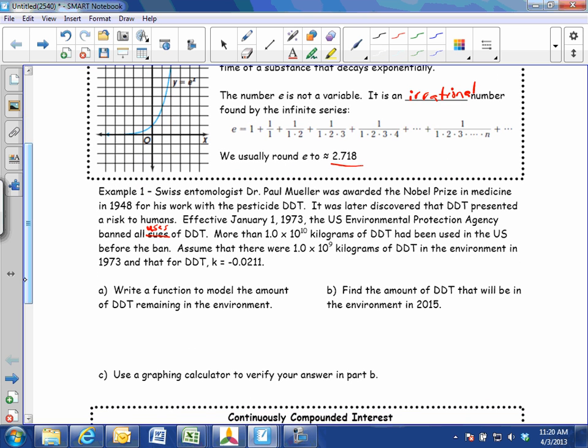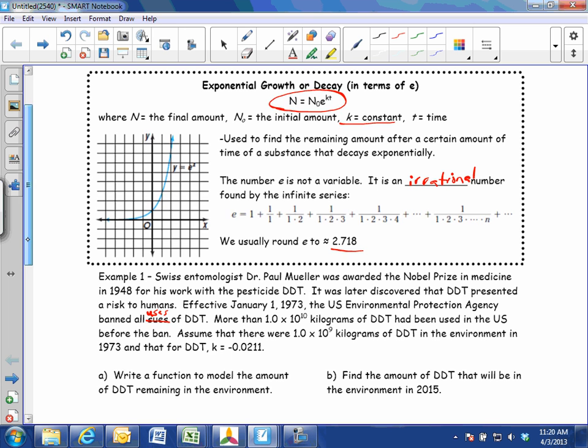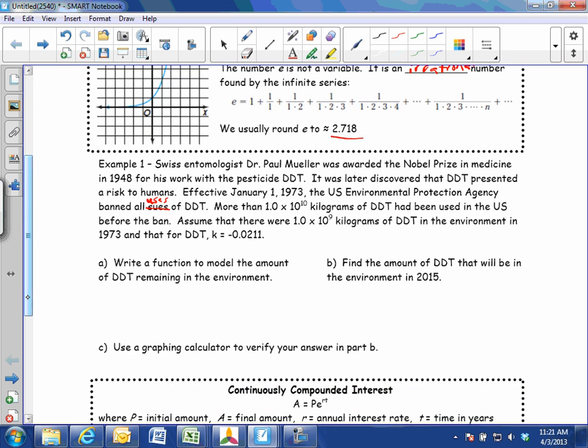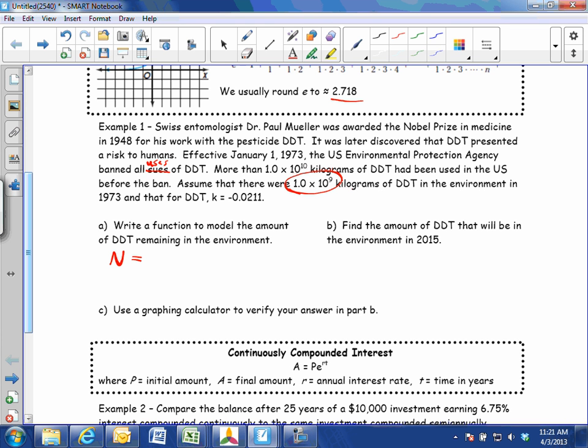Okay, so they're first asking us to write a function to model the amount of DDT remaining in the environment. We're going to model it after what we've got at the top. So we're just writing a function. We don't know how much is remaining; we're using this function to figure that out. But how much should we start with in the environment? The 10 to the 9th. It says assume that there's that much in the environment. Right, it says assume that we're using this number.